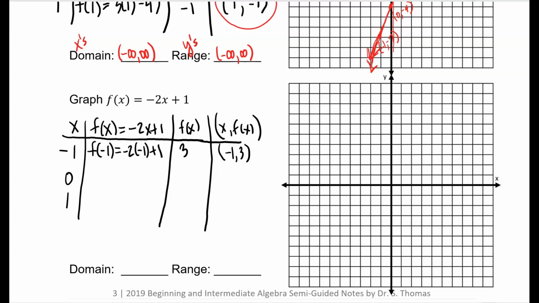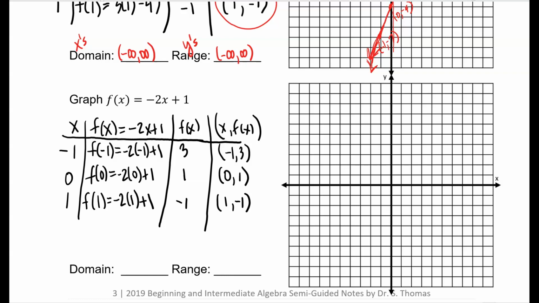Now let's plug in 0. If we plug in 0, we get f of 0 equals negative 2 times 0 plus 1, which is 0 plus 1, which is 1. So our corresponding point is 0, 1. Next, let's plug in 1. We write f of 1 equals negative 2 times 1 plus 1. Negative 2 times 1 plus 1 is negative 2 plus 1, which is negative 1. So our corresponding point is 1, negative 1.